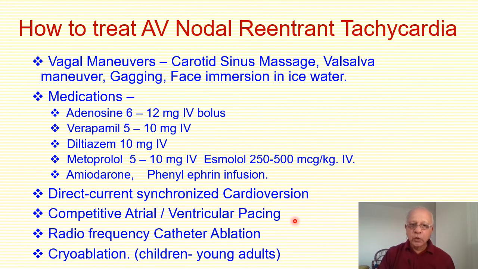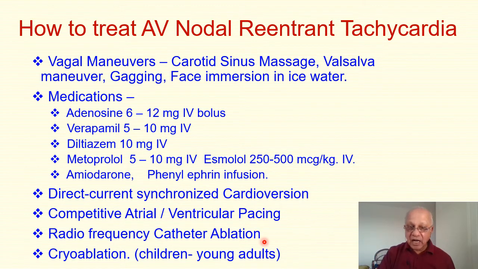Of course, you can do a competitive atrial or ventricular pacing at that time. Put a transvenous pacemaker and stimulate the heart, atrium or ventricle, to a rate faster than 166. It will abort the arrhythmia. And then you stop the pacing, and the heart rate will come back to sinus rhythm.